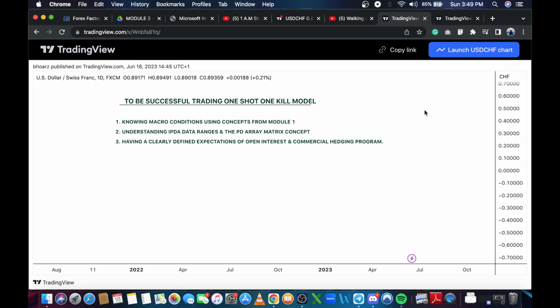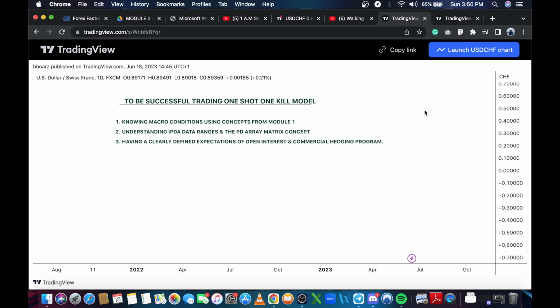And also lastly, you need to have a very clearly defined expectation of open interest and the commercial agent program to support your daily buys. Your technical analysis using the PD array matrix and using order flow and using relative strength needs to be confirmed with the fundamentals. And the fundamentals are seasonals, open interest, and the commercial agent program. Now, the commercial agent program is that hedging program within 6 to 12 months of data. That's what we're utilizing.